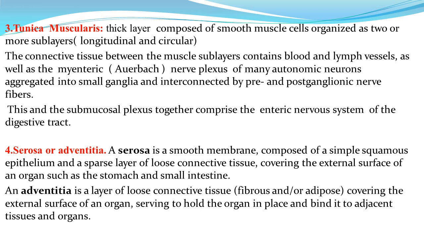The fourth layer is the serosa or adventitia. Serosa is a smooth membrane composed of simple squamous epithelium with sparse loose connective tissue covering the external surface of an organ, such as the stomach and small intestine, while the adventitia is a layer of loose connective tissue, either fibrous or adipose connective tissue, covering the external surface of an organ, serving to hold the organ in its place and bind it to adjacent tissue or organs.